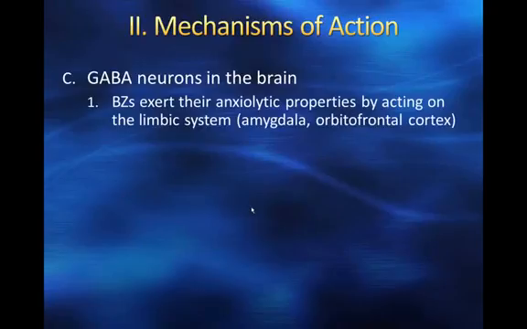So GABA is a widely found neurotransmitter in the brain. Benzodiazepines exert their anxiolytic properties by acting on the limbic system, which includes, of course, the amygdala, which is the part of our brain responsible for our primal emotions. Also, our orbital frontal cortex, which is going to be involved in our interpretation and our understanding of those emotions.